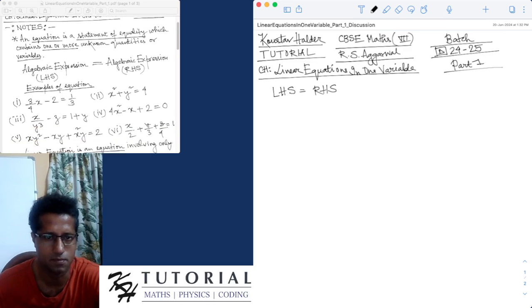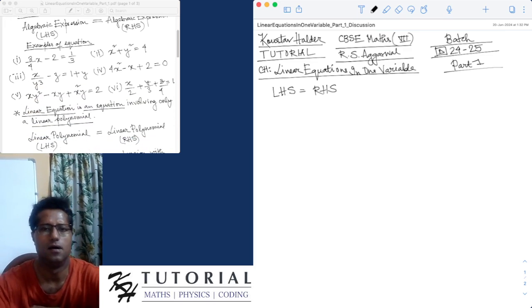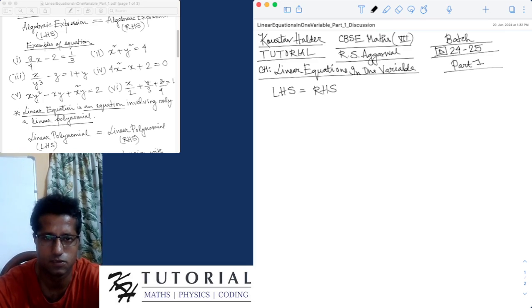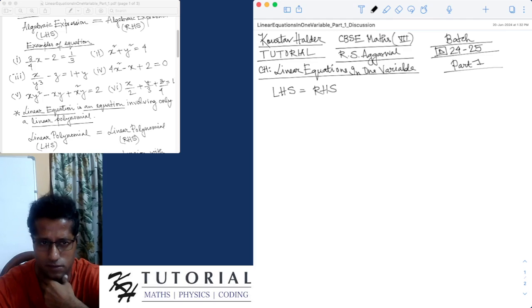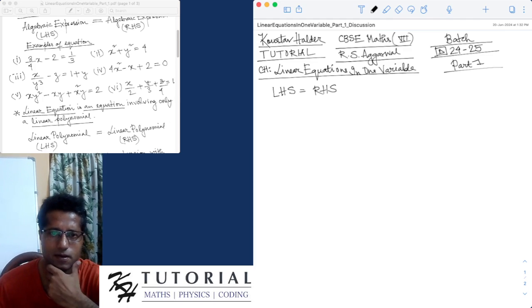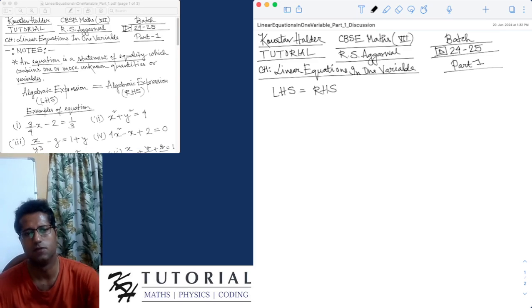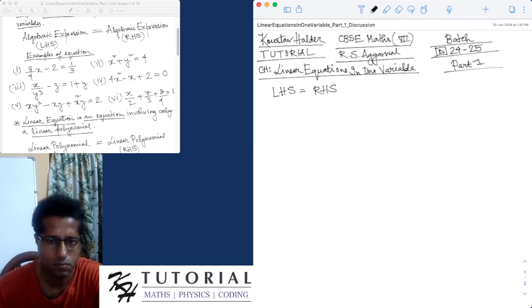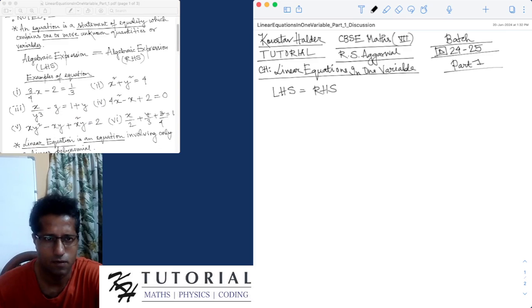In the notes you can see some examples of equations. The first equation has one variable, x. The second equation has two variables, x and y. The third equation has three variables, x, y, z. The fourth equation has one variable, x. Similarly the fifth and sixth are examples you can take. While I am speaking, you can pause the video and take a screenshot of the notes if you think it will help you. So this is in general what an equation is.